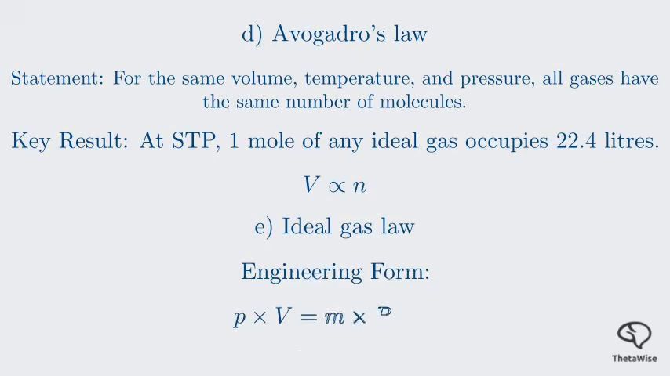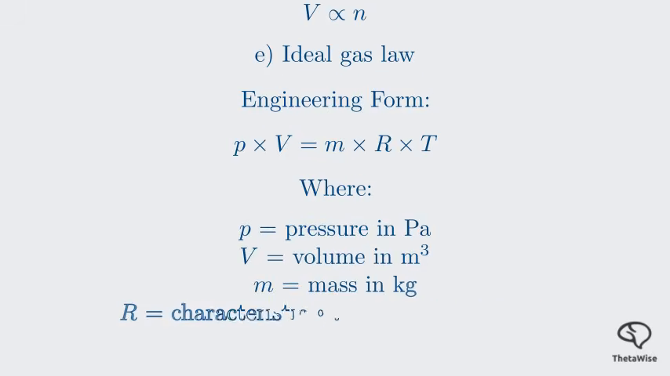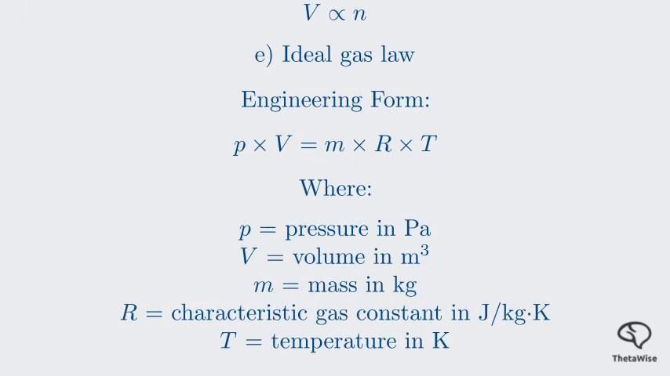The engineering form of the ideal gas law is PV equals mRT. Here, P is the pressure, V is the volume, m is the mass of the gas, R is the characteristic gas constant, and T is the temperature. This is a very powerful equation that relates these 5 important properties of an ideal gas. Now let's see how these laws come together in an example.